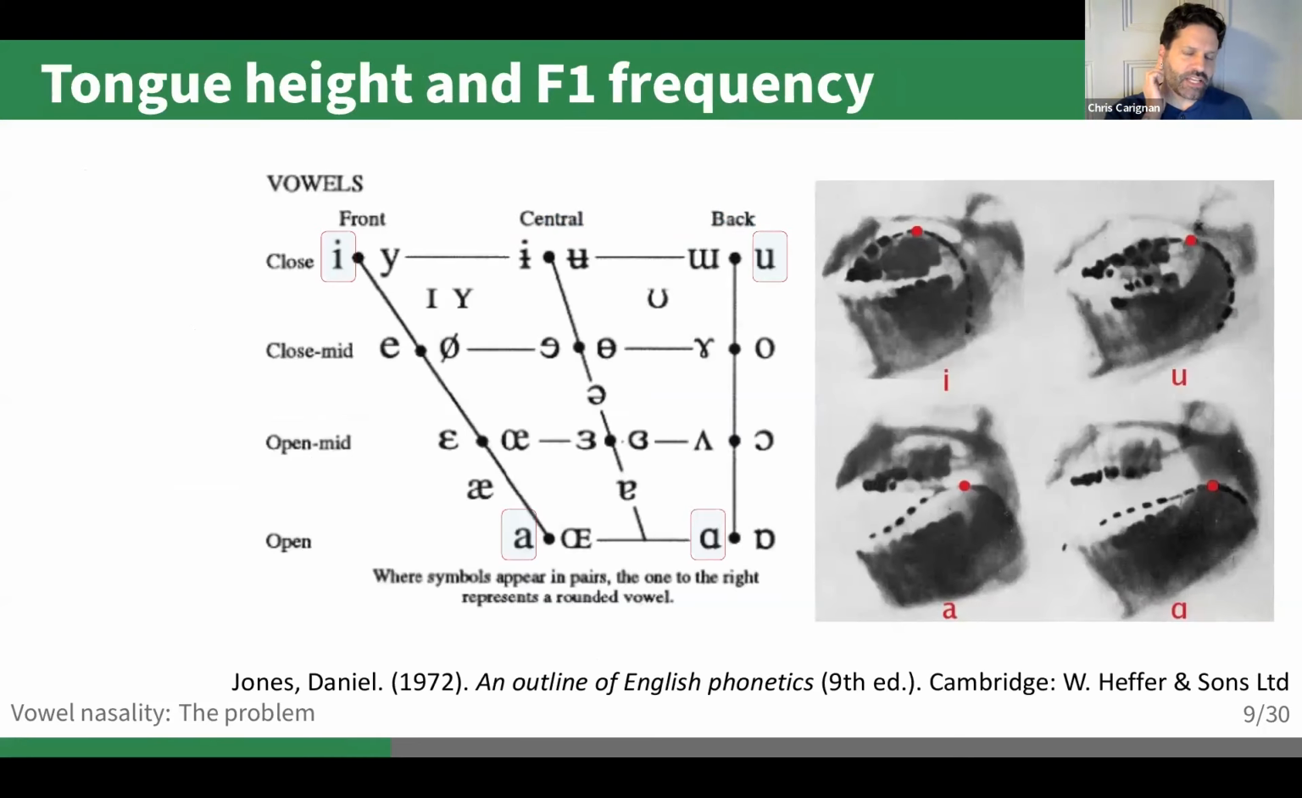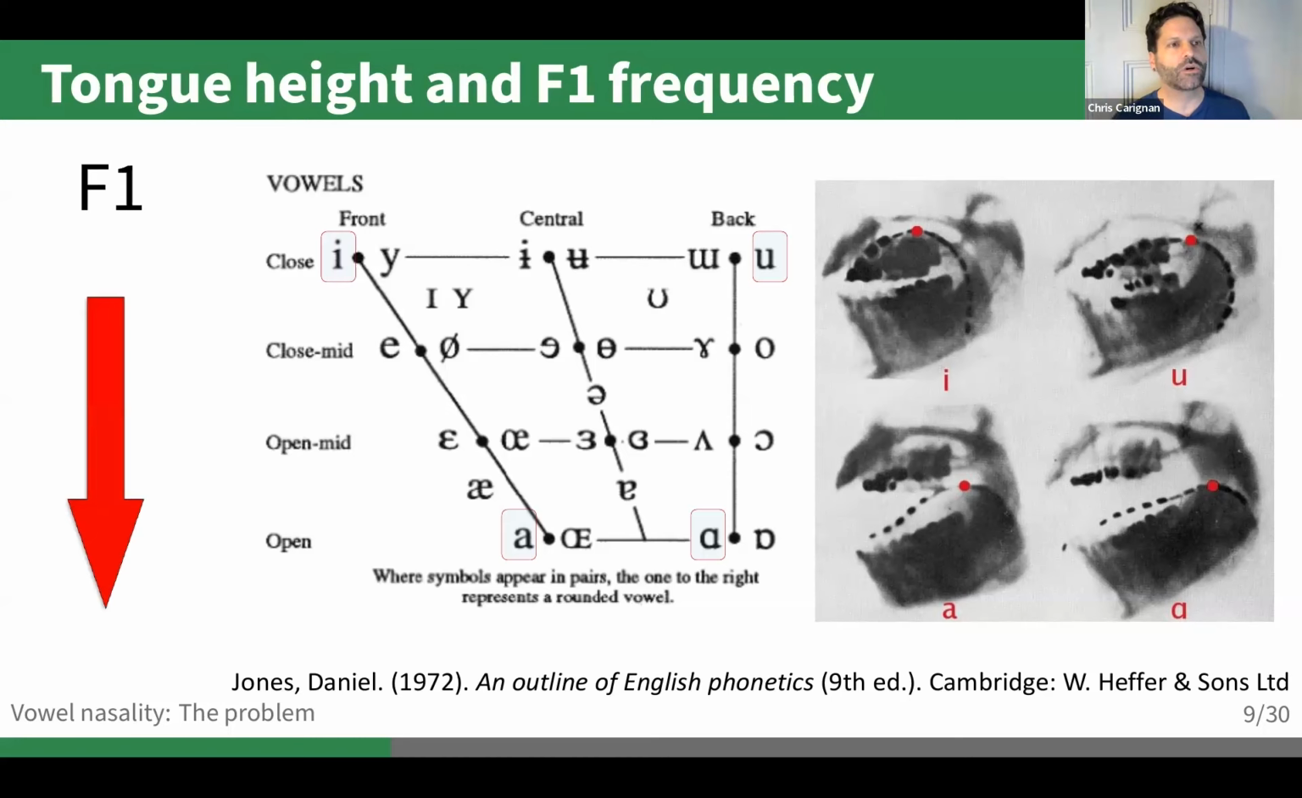So tongue height in particular is problematic when it comes to vowel nasalization because, as we know, there is a relationship between F1 and vowel nasalization, an inverse relationship. As the tongue lowers, as the jaw lowers, F1 increases. We all know this from introductory acoustics.